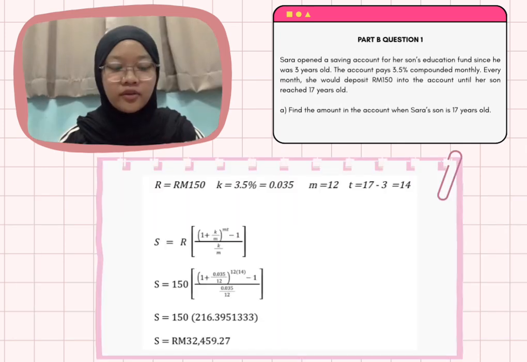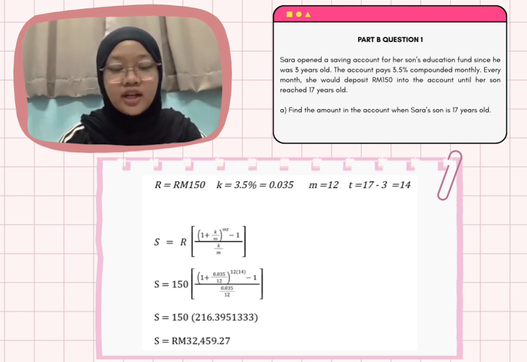So that's all for me. Thank you. For part B, question number 1: Sarah opened a savings account for her son's education fund since he was 3 years old. The account pays 3.5% compounded monthly. Every month, she would deposit 150 ringgit into the account until her son reached 17 years old. For question A, find the amount in the account when Sarah's son is 17 years old.